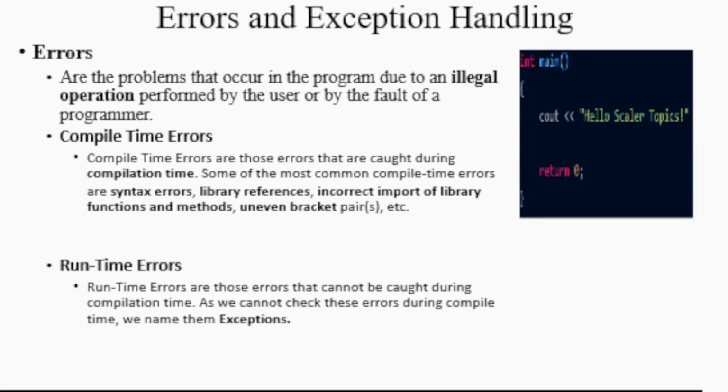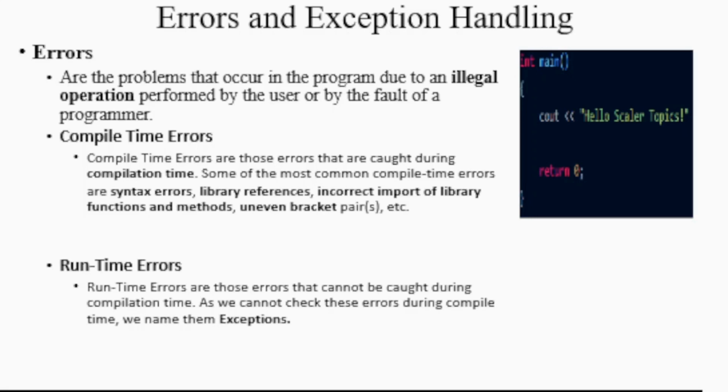So what is then a runtime error? Runtime error means your program will compile, but the error will occur during the execution time. Runtime errors are those errors that cannot be caught during compilation time, meaning the compilation of your program will be successful. As we cannot check these errors during compilation time, we name them exceptions. That's why we call them exceptions.